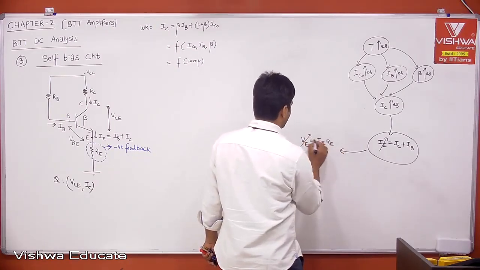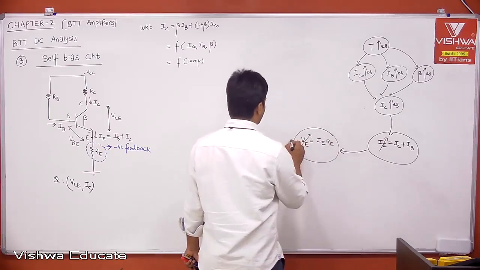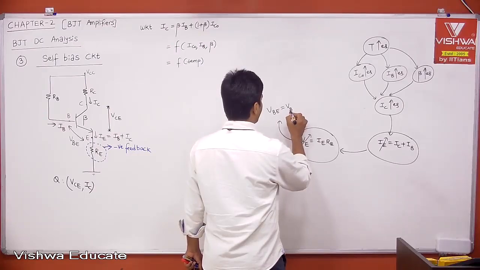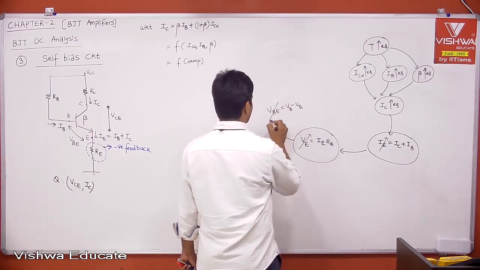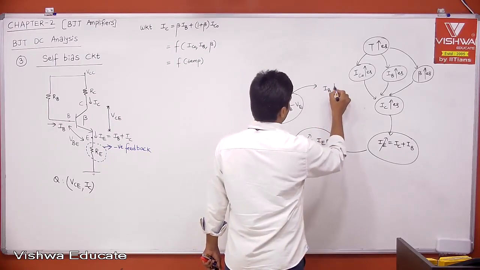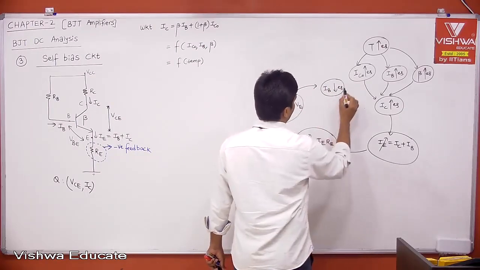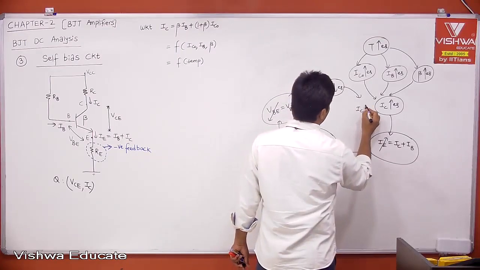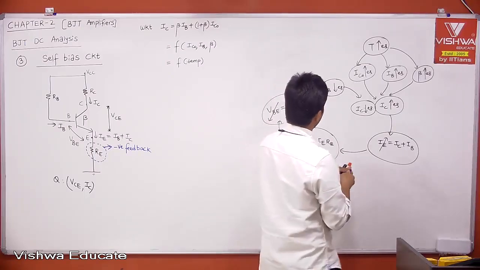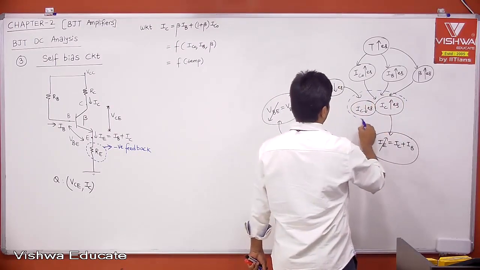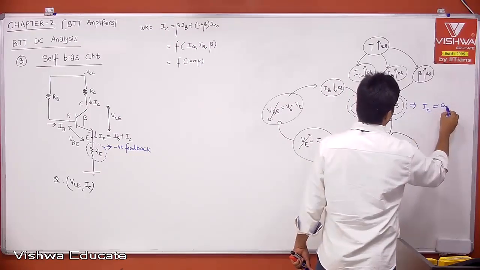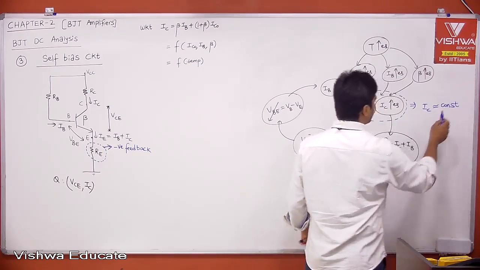That is increasing. When voltage at emitter is increasing, then your VBE, what is VBE? Voltage at base minus voltage at emitter. VBE decreases. When VBE is decreasing, IB decreases. When IB is decreasing, IC decreases. Therefore, overall, your IC is almost constant. Not absolutely constant, almost constant.